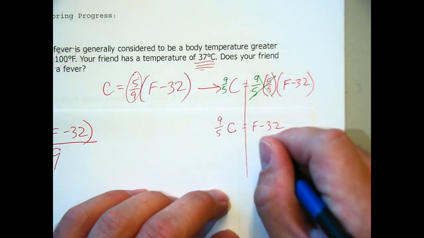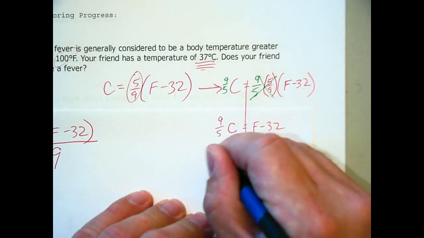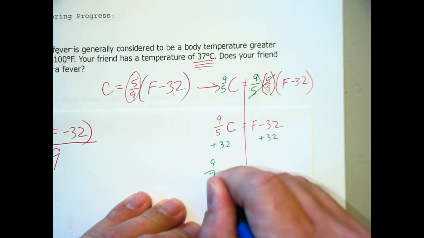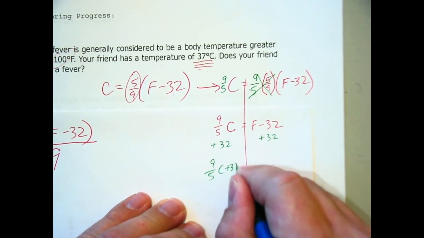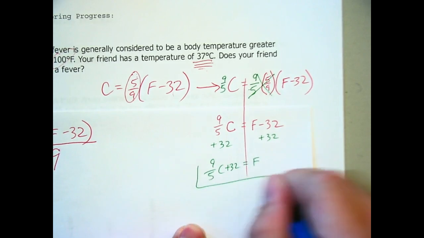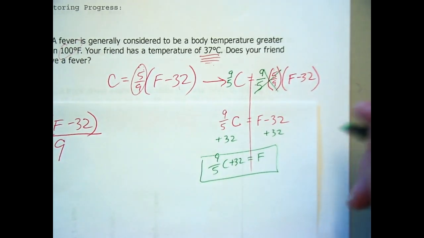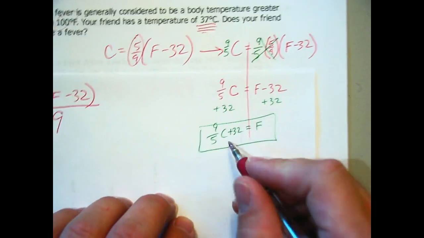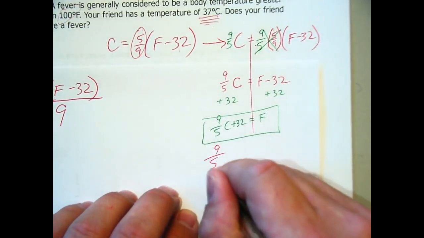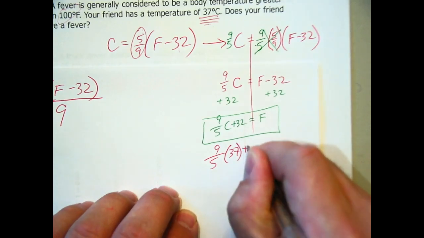So here we're going to add 32 to both sides. That gives me 9/5 C plus 32 equals F. There we've got it. Okay, so now we can see if Jonathan was right. We're going to find out right now, Jonathan. We're going to put 37 degrees in for Celsius. Everyone plug that in and calculate it out. See if he has a temperature.